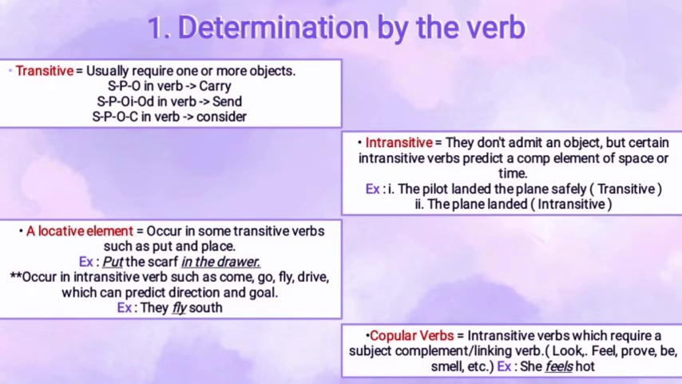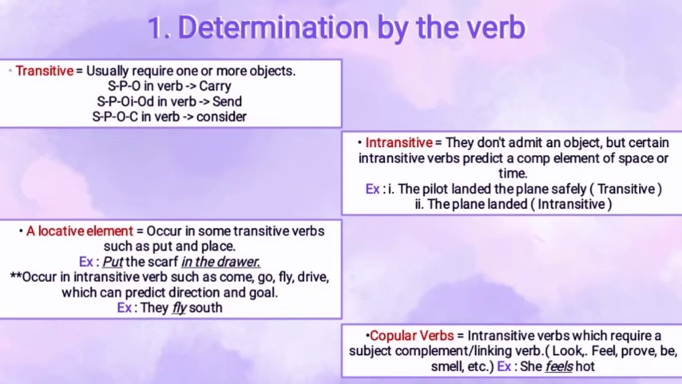Intransitive verbs don't admit an object, but certain intransitive verbs predict a complement element of space or time. For example, the pilot landed the plane safely. Transitive. The plane landed. Intransitive.